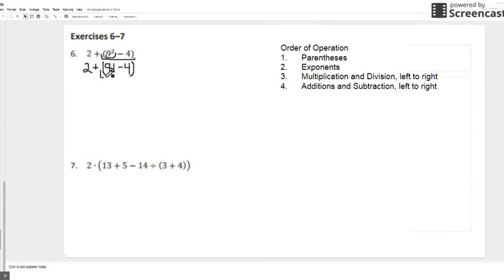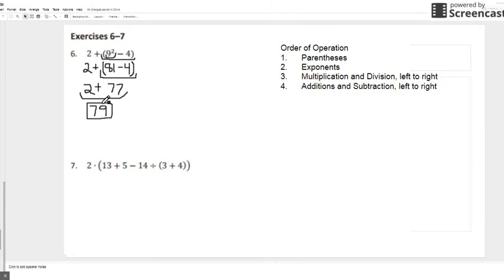Once I take care of everything inside the parentheses, on our next step, 81 minus 4 is 77. Well, I've taken care of everything. Now the parentheses can go away. We don't need them anymore because we have the plus sign separating the two numbers. And of course, this final step is to add these together. We get 79. And that's our final value.